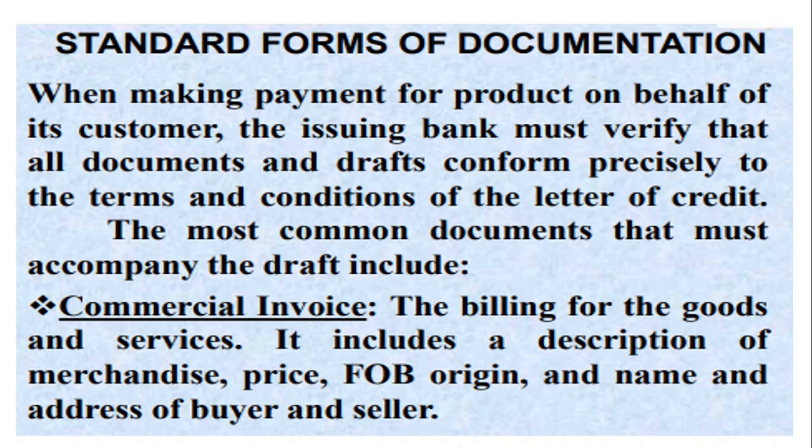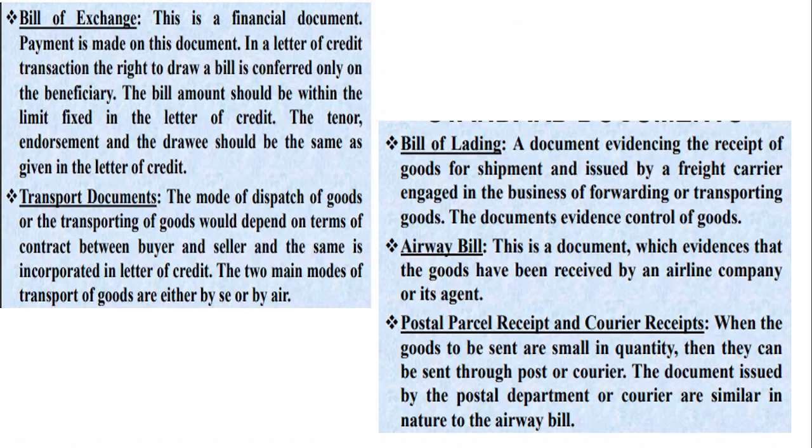They tell you the price at which it is being sold, freight on board, and they put the name and address of the buyer and seller. Then you have the bill of exchange and transport documents, like the bill of lading, which is given at the dockyard where goods are being loaded or offloaded. Then you have the airway bill. When your item in transit is very valuable and is being transported by an airline company, you have an air bill. Similarly, you have a postal parcel receipt or courier receipt.